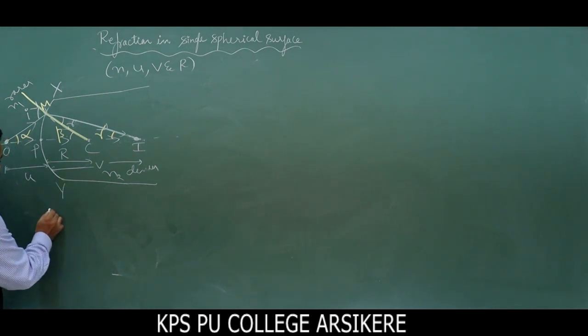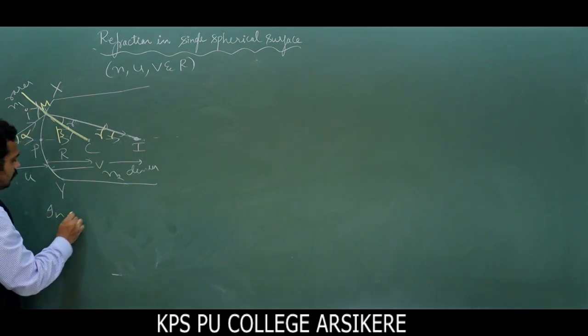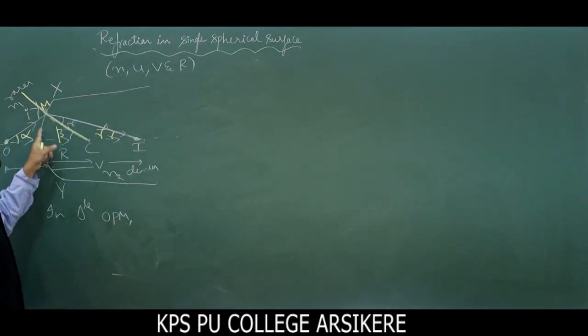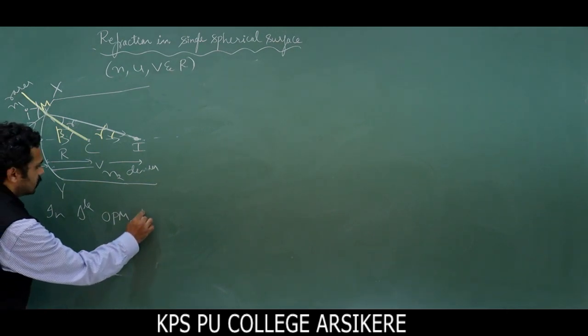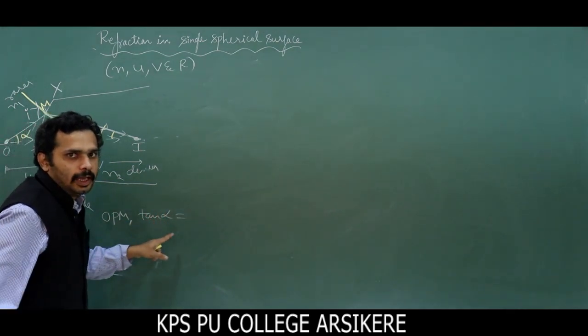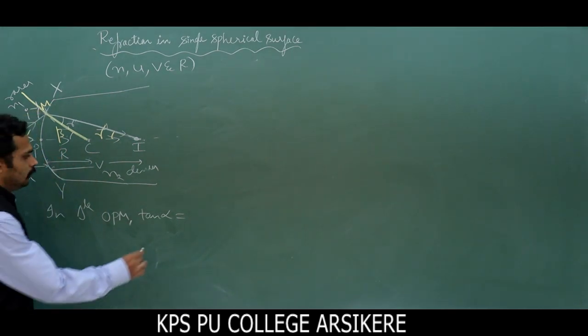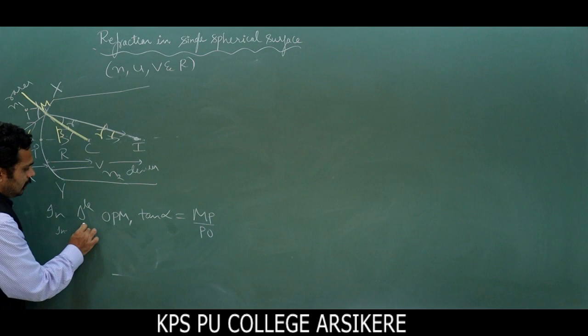Now first I am using the right angle triangle OPM. In triangle OPM, this angle is alpha. Now apply tan. Tan alpha is equal to opposite by adjacent, MP by PO.